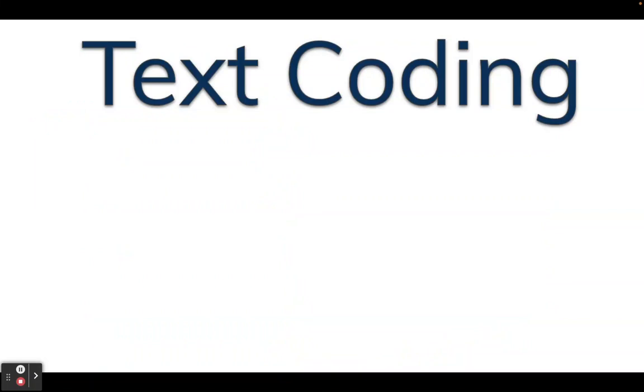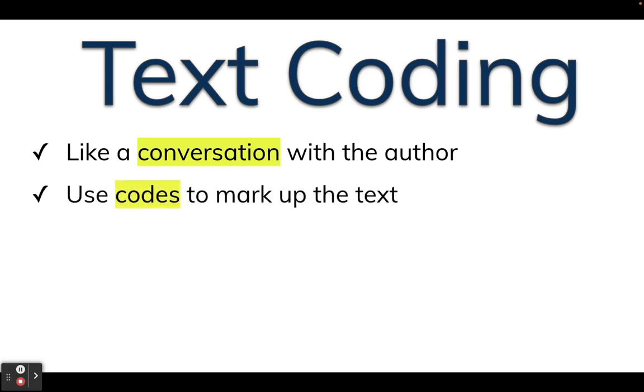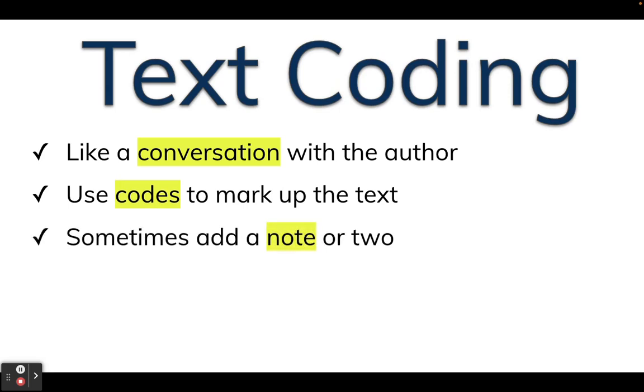So, to summarize, think of text coding as a conversation with the author, similar to a conversation you might have in person with someone. Use text codes to mark up the text where you have these thoughts. And sometimes it's helpful to add a note or two to the text code to just remind you of what you were thinking when you look back at it later.